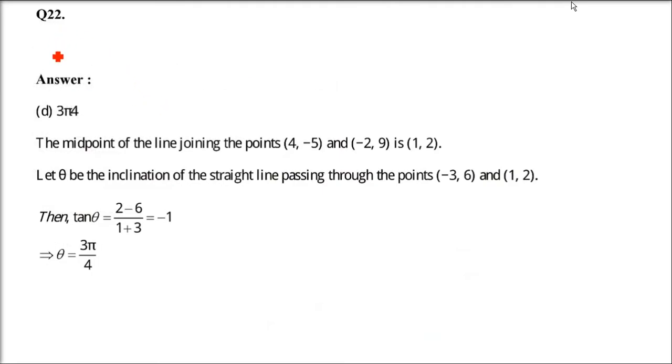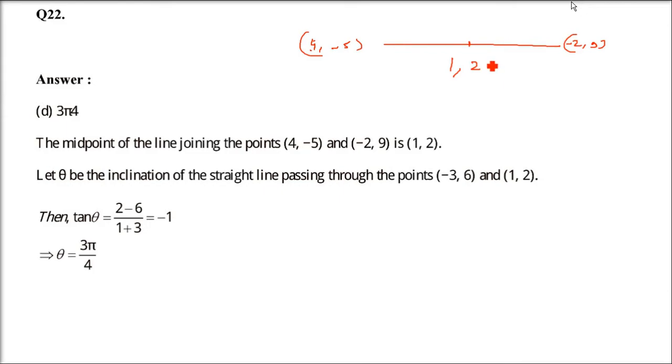Now question number 22. The inclination of the straight line passing through the point -3, 6 and the midpoint of the line joining the point 4, -5 and -2, 9 is. So we have 4, -5 and the other one is -2, 9. So the midpoint will be x1 plus x2 by 2, 4 minus 2 by 2, that is 2 by 2, that is 1. And -5 plus 9 by 2, 9 minus 5 by 2, that is 4 by 2, that is 2. So this is the midpoint.